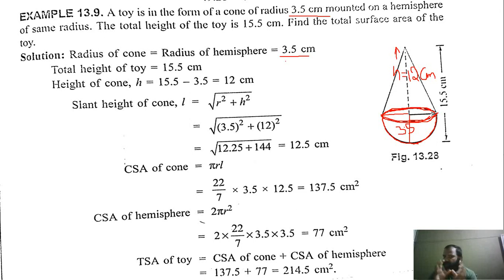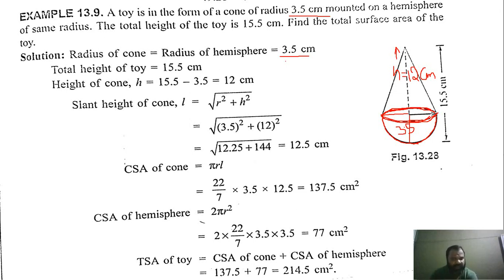Here, the total surface area is about the toy, not the cone or the hemisphere alone. You take the curved surface area of the cone and also the CSA of the hemisphere. The total of the CSA of cone and hemisphere is called the total surface area of the toy.